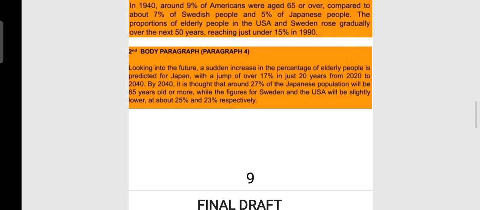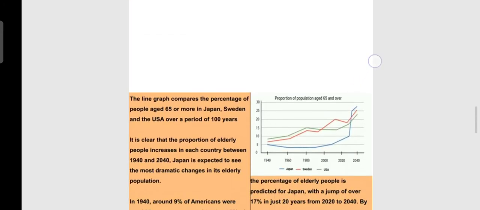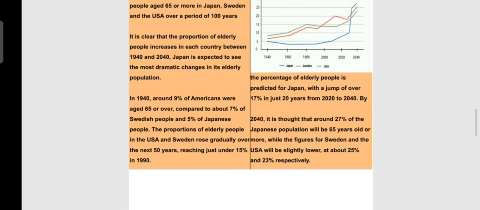By 2040, it is thought that around 27% of the Japanese population will be 65 years old or more, while the figure for Sweden and the USA will be slightly lower at about 25% and 23% respectively. So this way we can write. So this is the final draft of this paragraph. This is how we have to write this.